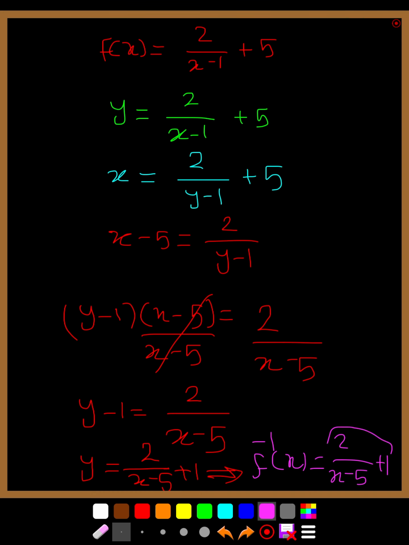This one you can make as only one fraction by simplifying it, and this one is f inverse of x. Okay, so again the first step: instead of f of x you are going to put y, replace x by y and y by x. Try to make y as a subject, try to make y only on one side and the other variables only on the other side. Okay, you got it?